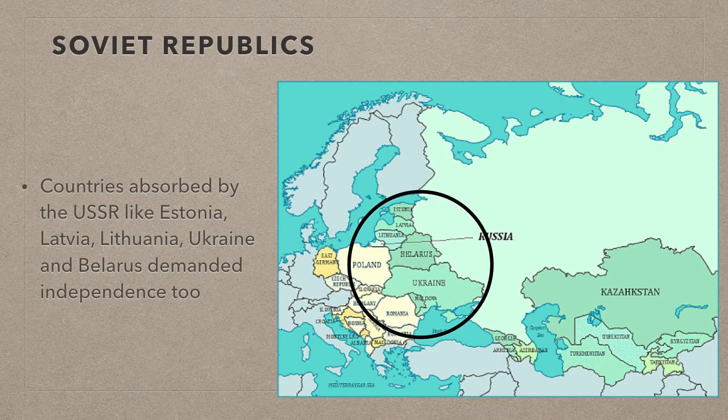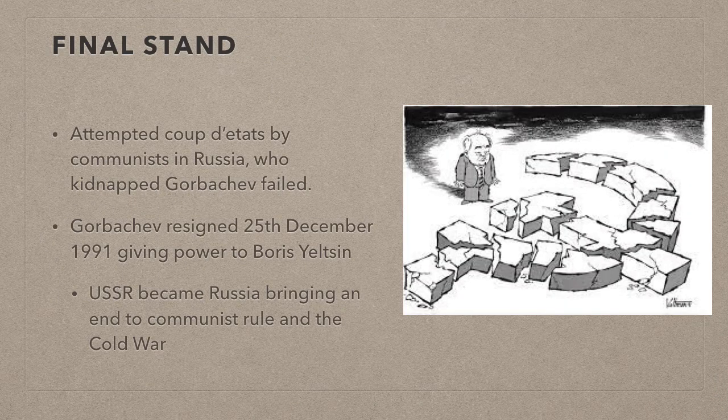Countries which had been absorbed by the USSR, like Estonia, Latvia, Lithuania, Ukraine, and Belarus, demanded independence also. And an attempted coup d'etat in the USSR, where Gorbachev was kidnapped, failed to work. And on Christmas Day in 1991, Gorbachev resigned, giving power to Boris Yeltsin. The next day, the USSR became Russia, bringing an end to communist rule in Russia and an end to the Cold War. There were many factors leading to the end of the Soviet Union.